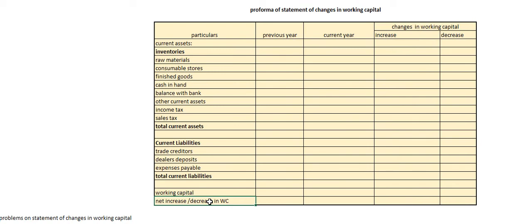So when there is an increase, it is application. When there is a decrease, it is sources. So when the working capital requirement is required, then it is considered to be an application. When the working capital requirement is not required, then it is considered to be a source.